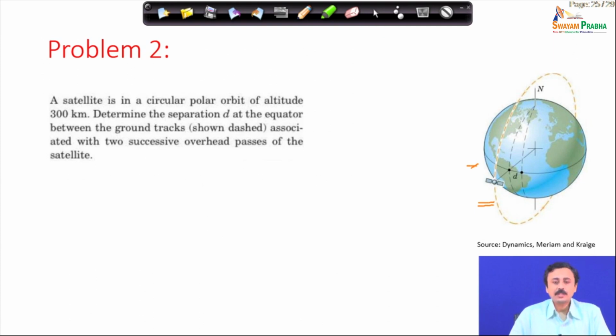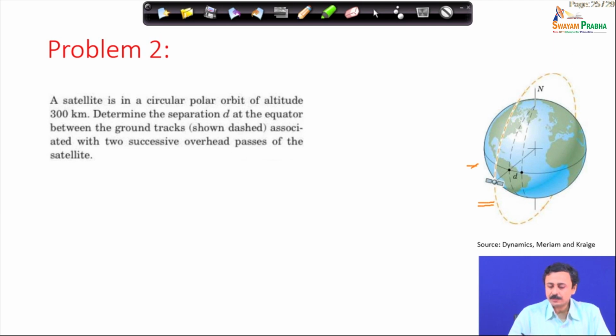Okay, the next problem, which is again taken from the book of Meriam and Craig. A satellite is in a circular polar orbit. Polar orbit means it goes over the poles, the north and the south. It is on a circular polar orbit of altitude 300 kilometers. Now, this 300 kilometers is from the surface of the earth, of course. Determine the separation distance d at the equator between the ground tracks, they are shown in dashed curves.